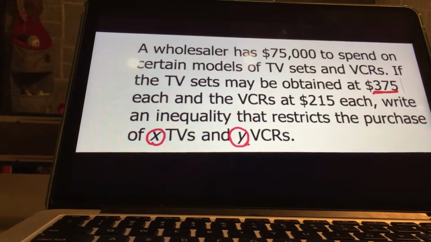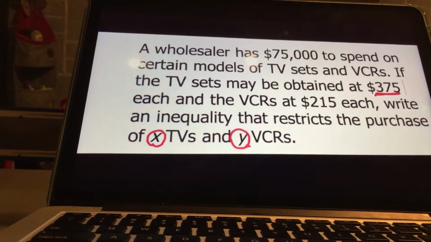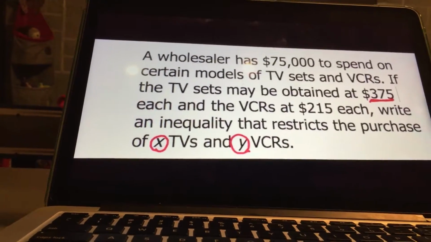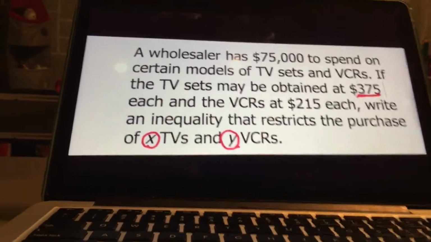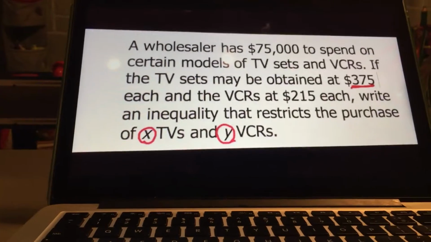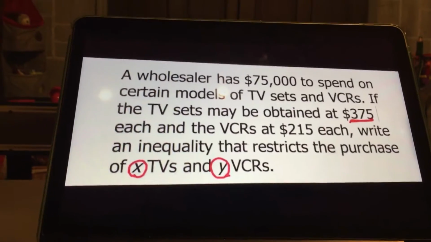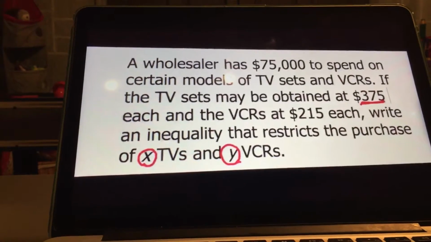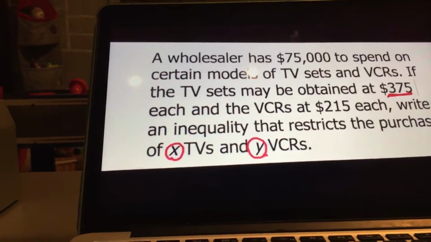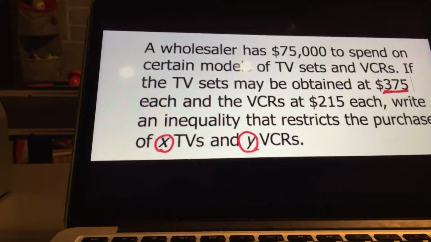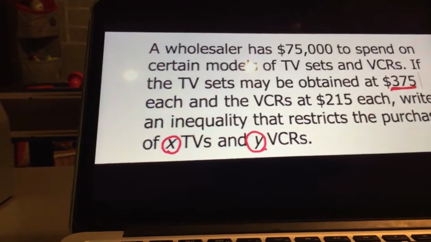Okay, so this is our word problem. A wholesaler has $75,000 to spend on certain models of TV sets and VCRs. If the TV sets may be obtained at $375 each and the VCRs at $215 each, write an inequality that restricts the purchase of x TVs and y VCRs.